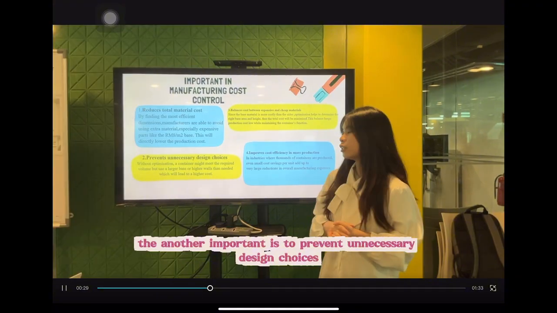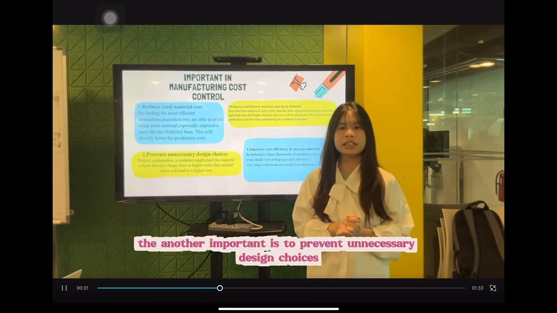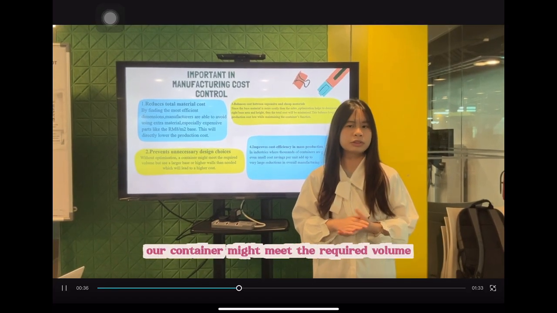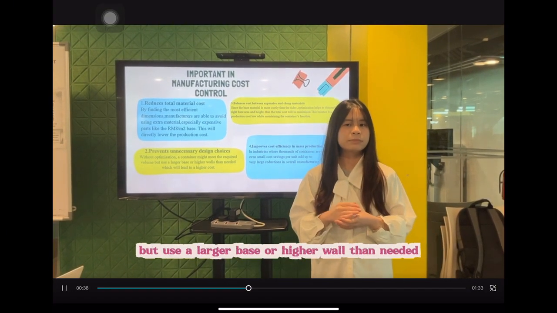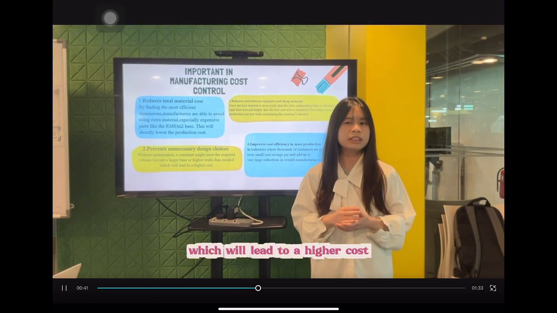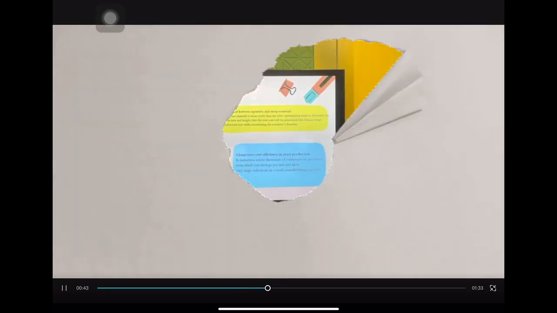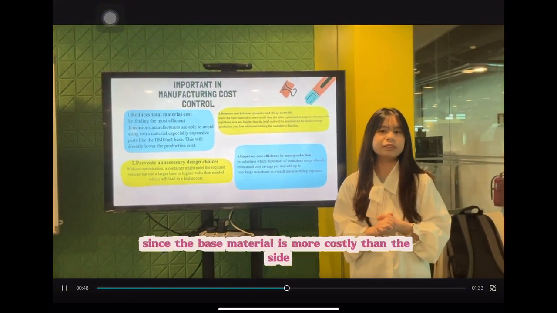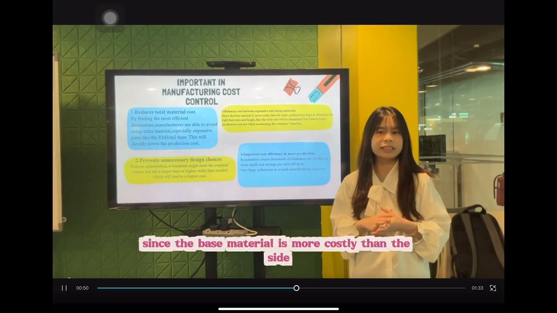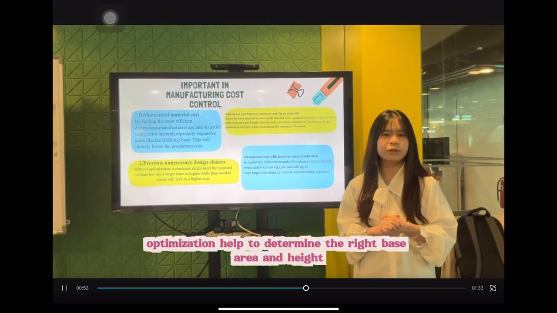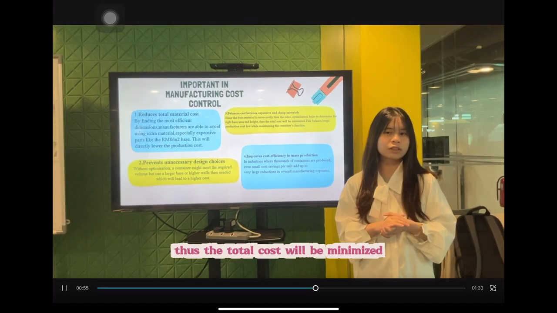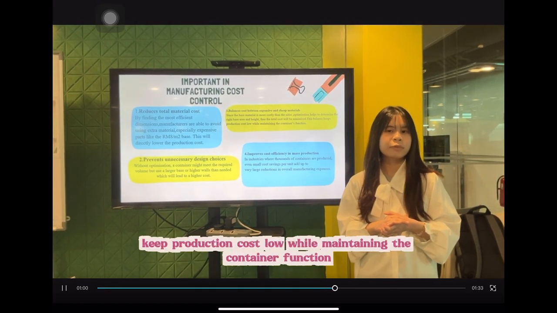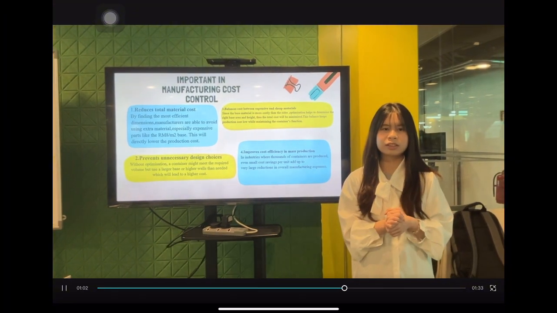Other than that, another importance is to prevent unnecessary design choices. This is because without optimization, a container might meet the required volume but use a larger base or higher wall than needed, which will lead to a higher cost. In addition, it balances cost between expensive and cheap material. Since the base material is more costly than the side, optimization helps to determine the right base area and height. Thus, the total cost will be minimized. This balance keeps production cost low while maintaining the container function.